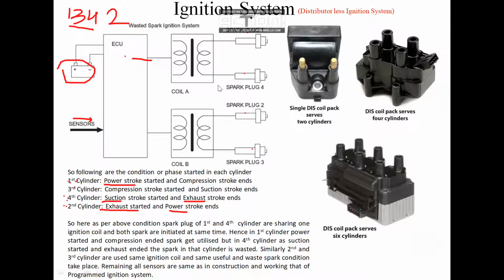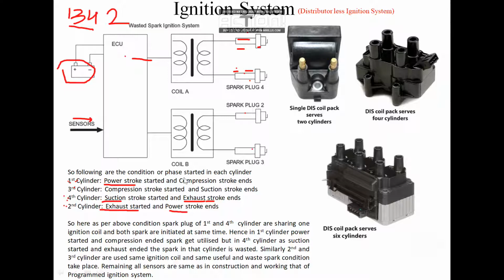So if I couple the first cylinder and the fourth cylinder in coil number A, okay, so during firing in coil number A, what is the condition in spark plug 4? Or we can say, if in the first cylinder I want to have a spark, then what is the condition right now present in cylinder 4? It is nothing but the suction stroke started or exhaust stroke ended.